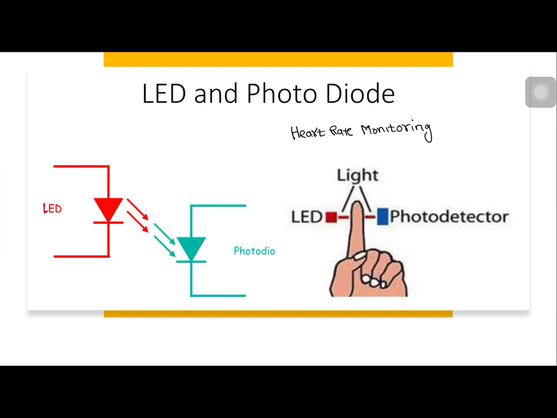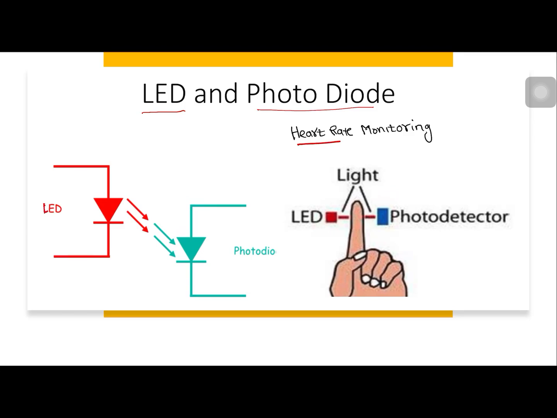Next pair is LED and photodiode. LED is a light emitting diode which emits light at various wavelengths, and photodiodes or photodetectors are diodes which convert light intensity into electrical current.